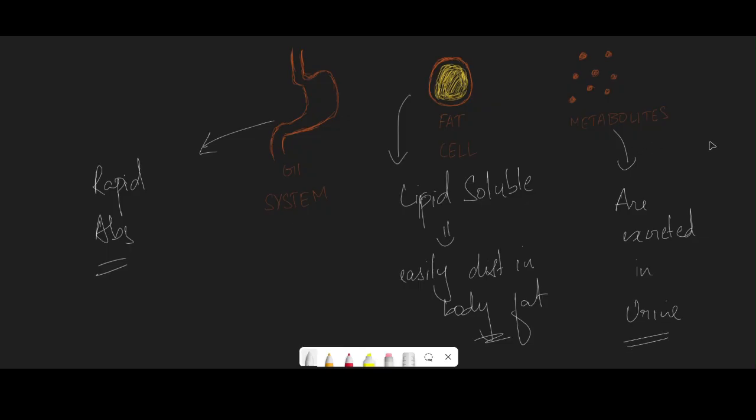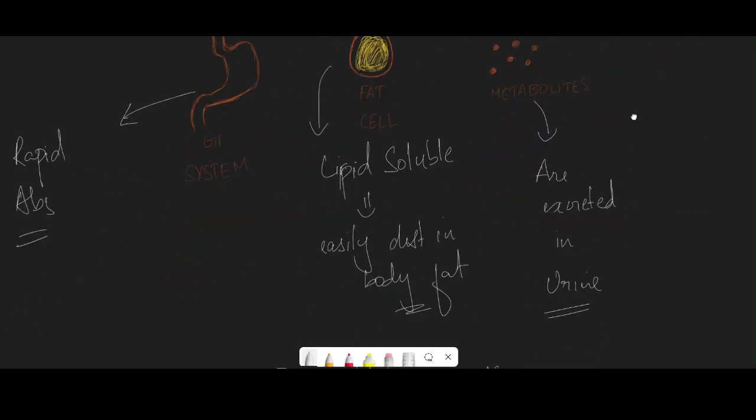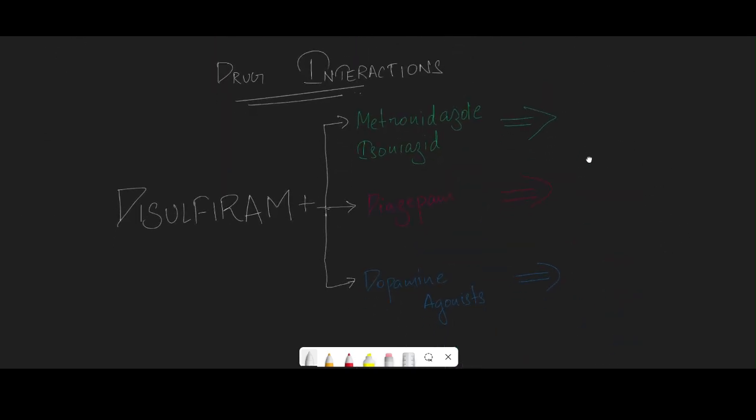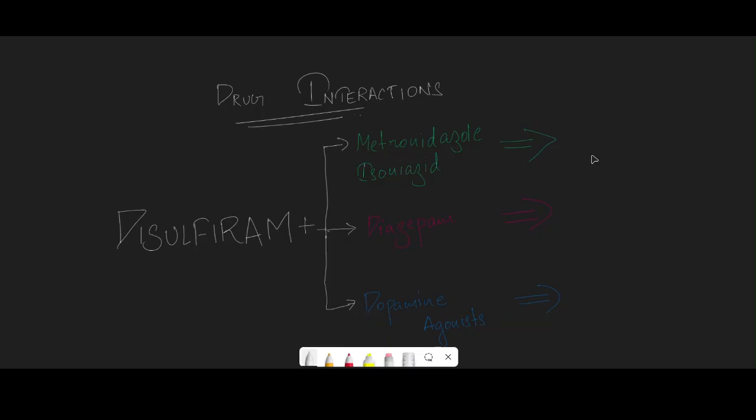So these are just the broad pharmacokinetics of disulfiram. I'm just going through the layer. Now coming to the drug interaction, I'll not be discussing the drug interactions for the other 2 drugs. I'm explaining for disulfiram because it is comparatively a much more important drug when you compare it to the other 2 drugs.